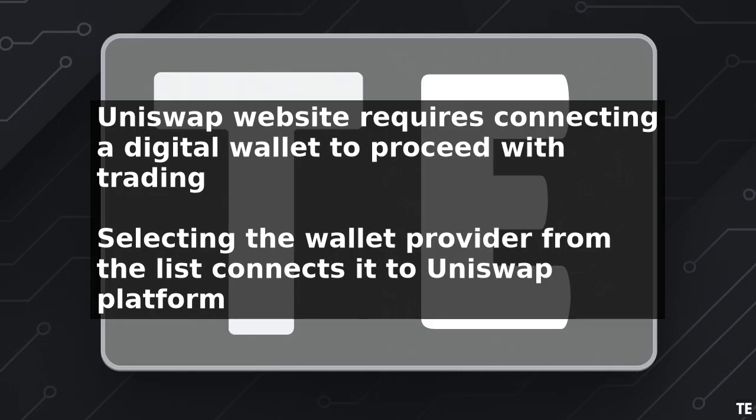Before confirming the transaction, make sure to review the details, including the amount of Ethereum you are swapping, the amount of Dogelon Mars ELON you will receive, and the transaction fees. If everything looks good, you can confirm the transaction and wait for it to be processed on the Ethereum blockchain.